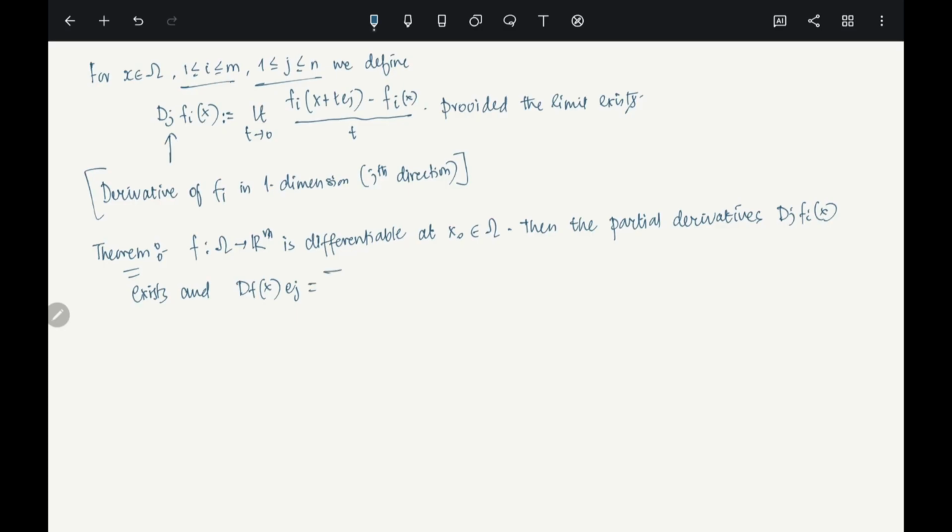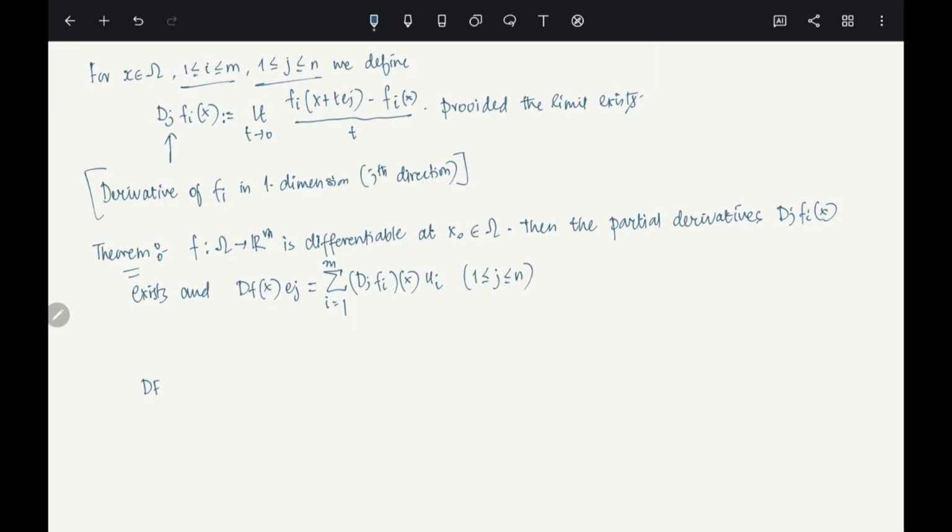To answer that question, this becomes nothing but the summation i equals 1 to m of dj fi, acting at x, times ui. Clear? And this holds for j between 1 and n. So what I meant by this is, if you write down this df, this is acting on ej, and the end result will be in terms of ui.